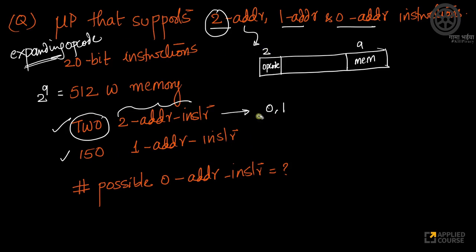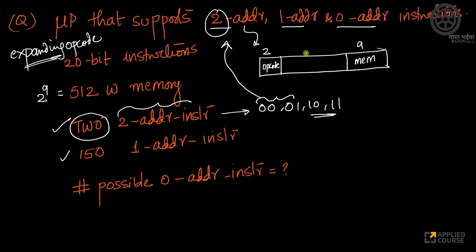If it is 2 bits, then I have 4 distinct values. Two of these values will be interpreted as 2 address instruction opcodes. The rest can be used for 1 address or 0 address instructions, right? So very simple concept here.